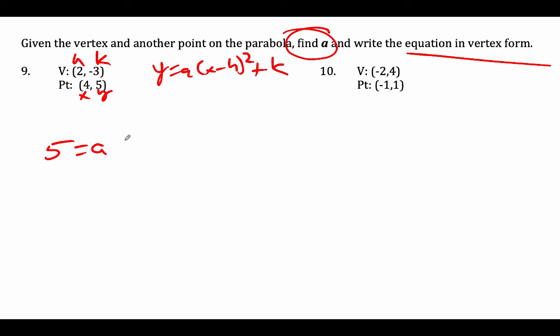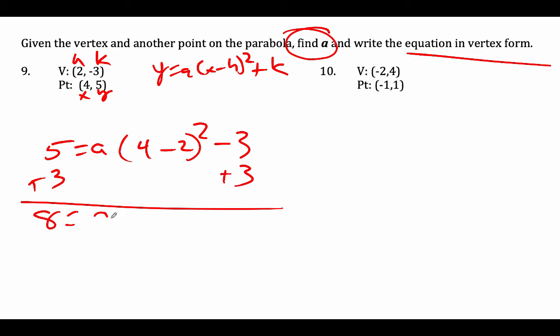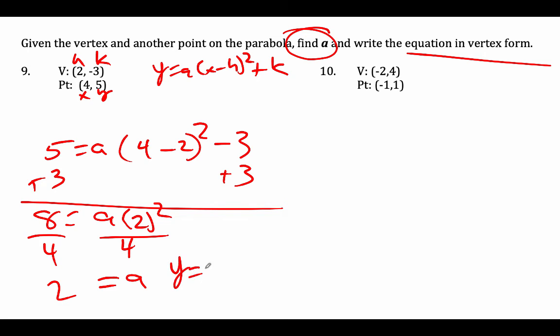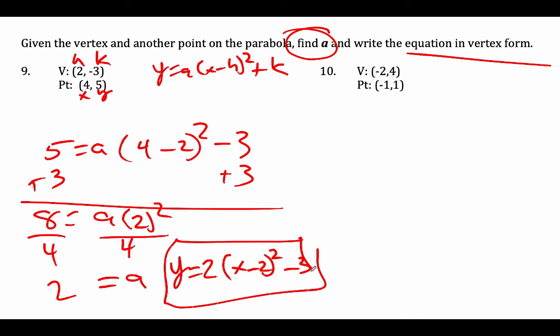5 equals A times x minus 2 squared minus 3. Add 3, add 3. 8 equals A times 2 squared. 2 squared is 4. Divide by 4. A is 2. Answer, y equals 2 times x minus 2 squared minus 3. You're finding the value of A and then coupling it with the vertex. Go from there. I'm not doing this one. H, K, X, Y. You can do it.